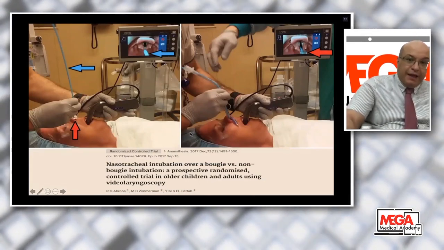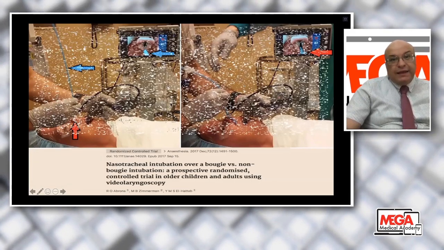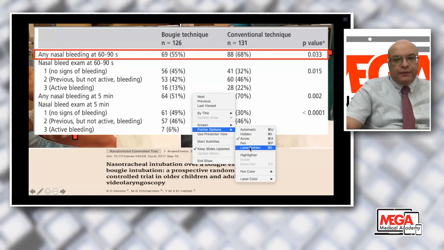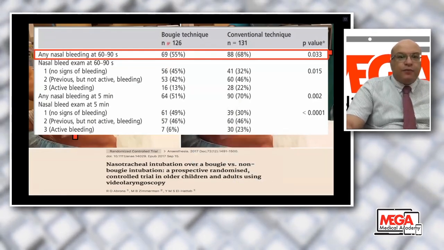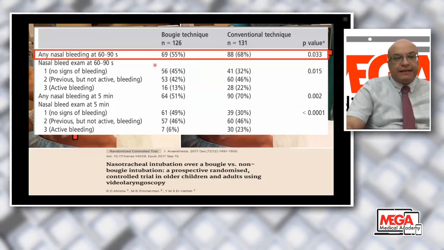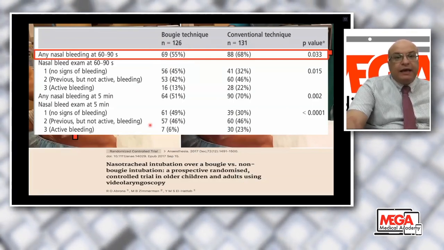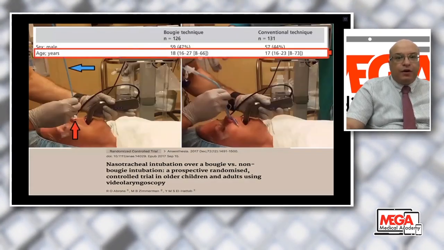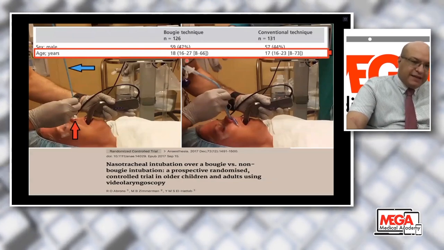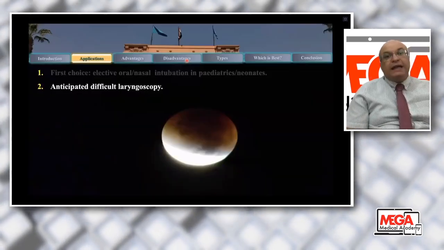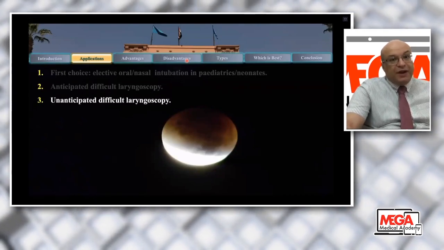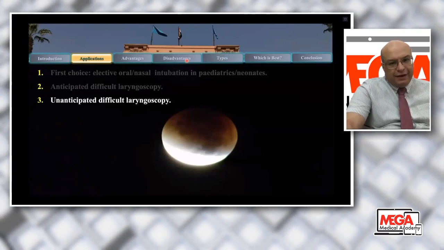It reduced the complications. You can see here that using the Pucci with the CMAC is associated with significantly less nasal bleeding. And additionally, you can see patients' age ranges from 8 years up to 66, including both pediatric and adult patients. Anticipated difficult laryngoscopy is another indication for using video laryngoscopes, or even for unanticipated difficult laryngoscopy.